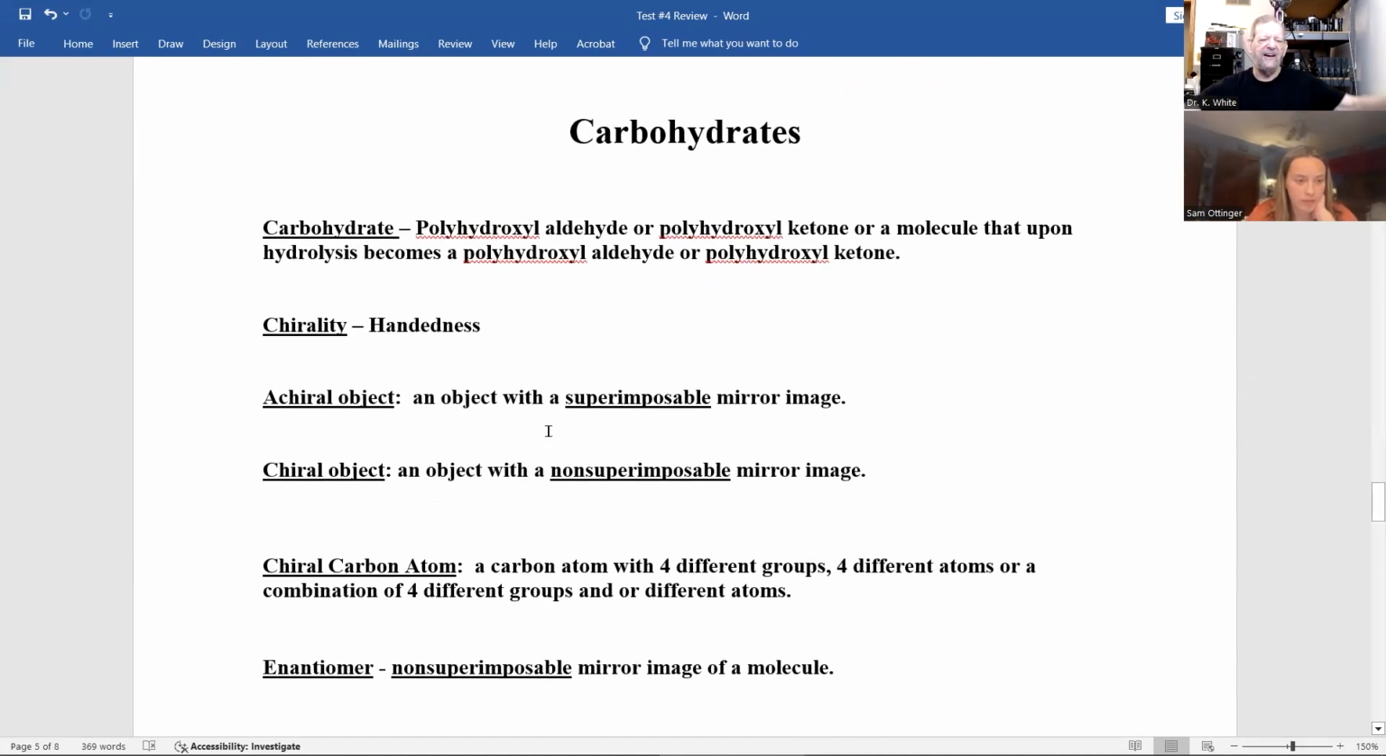All right, new area, carbohydrates. And watch out, this is a real fattening chapter.